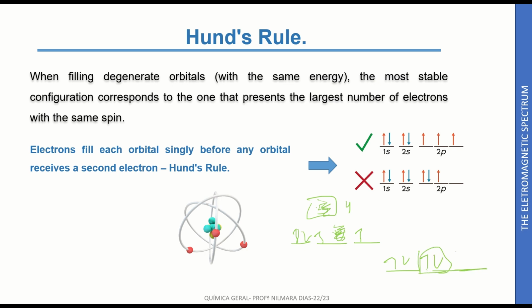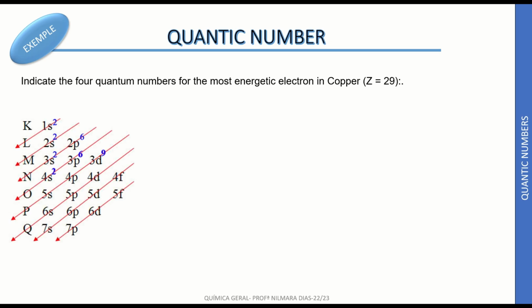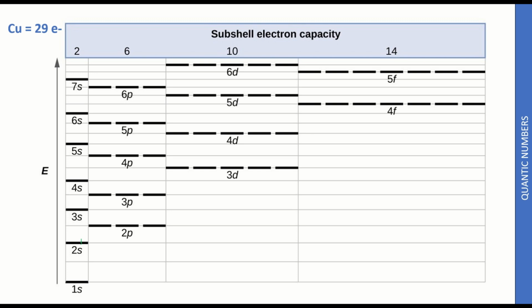So I have 3 orbitals, remember? So this is wrong, okay? Because we need to take into consideration the energy. So Hund's rule, okay? So let's go to this one. Indicate the 4 quantum numbers for the most energetic electron in copper. You can use the diagram and do your electron configuration over here.